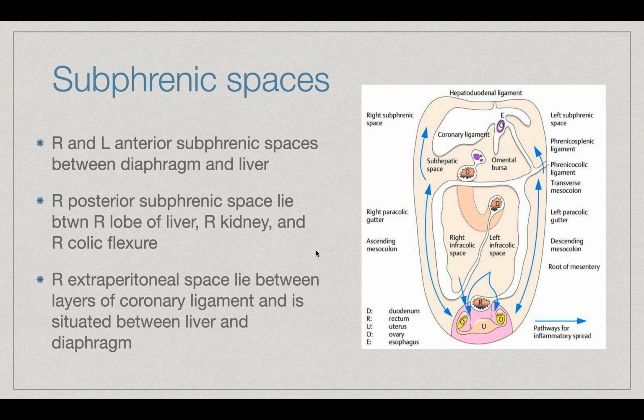There are two, right and left, anterior subphrenic spaces, and they lie between the diaphragm and the liver. And then the right posterior subphrenic space is going to lie between the right lobe of the liver, the right kidney, and the right colic flexure. And then the right extraperitoneal space will lie between the layers of the coronary ligament, and that is also between the liver and the diaphragm. So these spaces are really where the peritoneal fluid flows, and it keeps all the organs from touching each other and reduces the amount of friction.